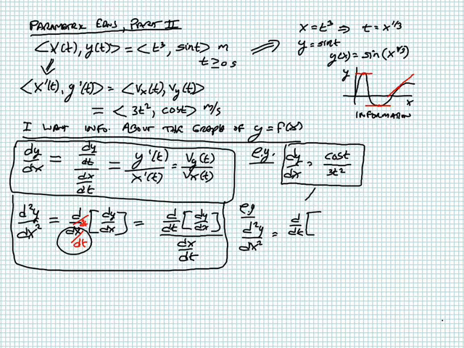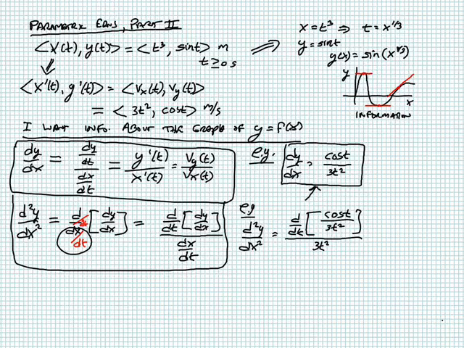And dy/dx I can get from up here. So that's the derivative with respect to time of cosine of t over 3t squared. And then that's all divided by dx/dt again. And dx/dt is the derivative of the x position, which is also the velocity component in the x direction, which in this case is 3t squared.